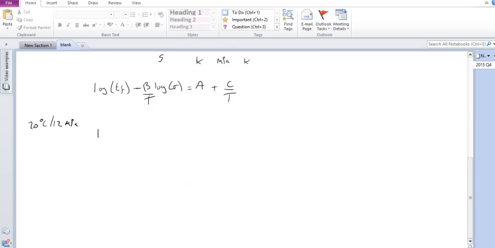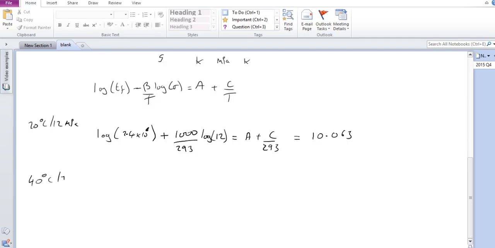What we have here is the log of the time to failure. The time to failure here is 2.4 times 10 to the 6. We then have minus B. Now B is actually minus 1,000, so that becomes plus 1,000 divided by the temperature in Kelvin, which is 293, times log of 12, equals A plus C over 293. If we work out this lot here, that comes to be equal to 10.063. We then do the same for the 40 degree C, 12 megapascal.